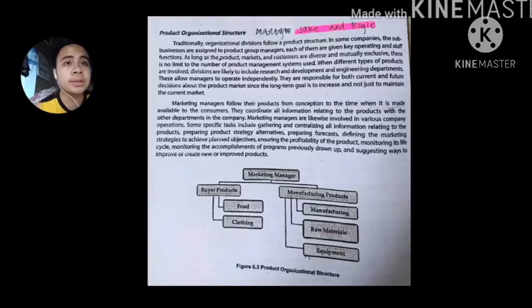As long as the product, market, and customers are diverse and mutually exclusive, there is no limit to the number of product management systems used.